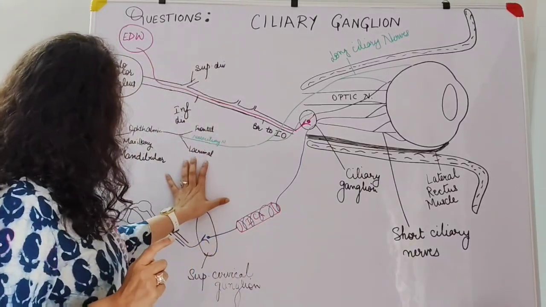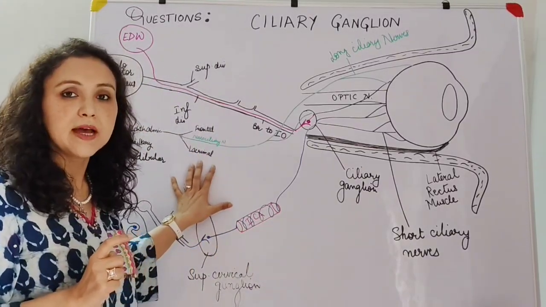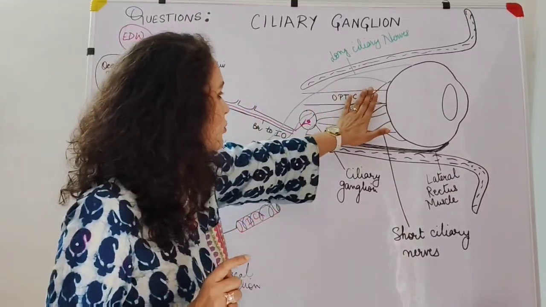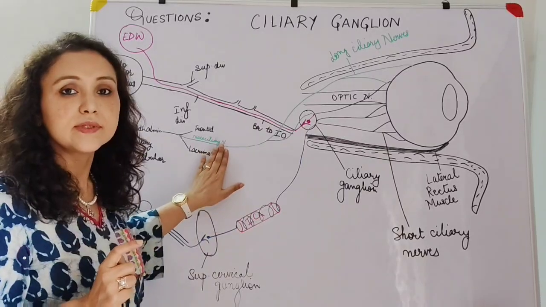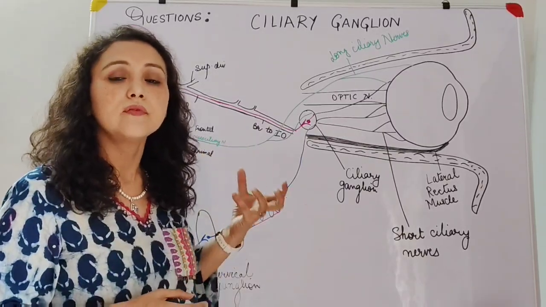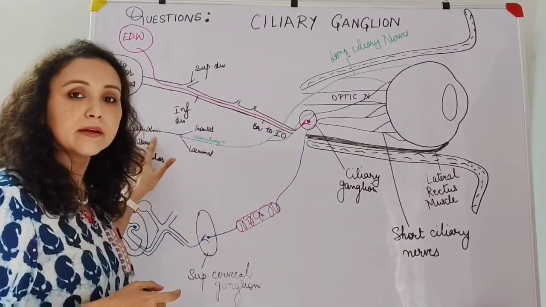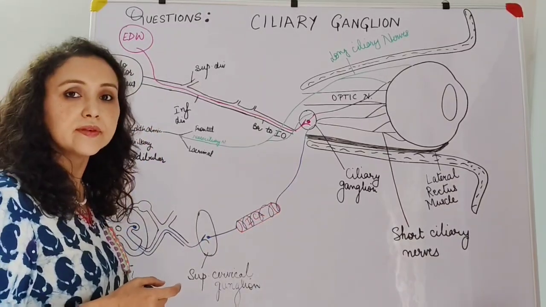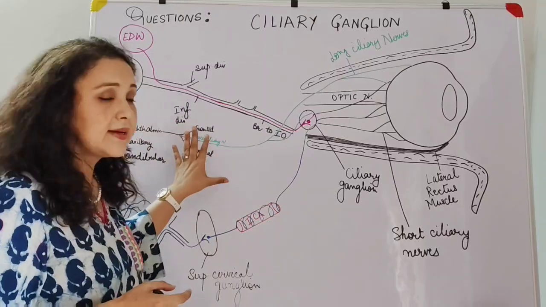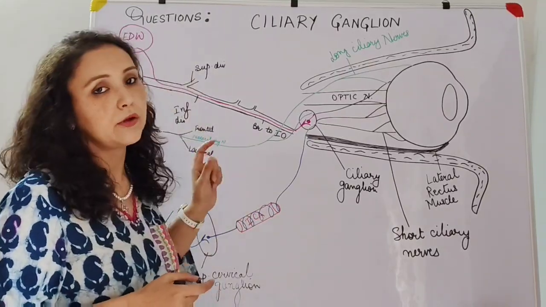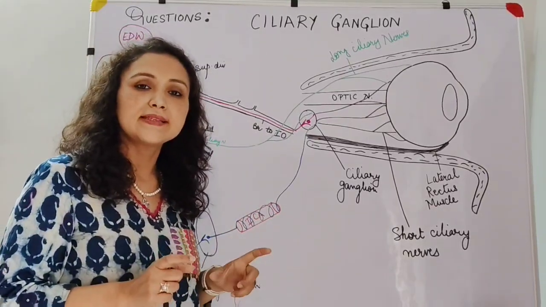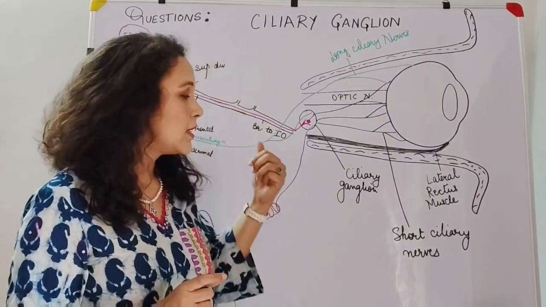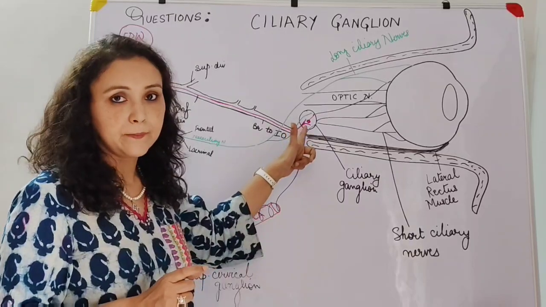Okay, now the next thing, that is the sensory. How will the questions be asked? So the sensory route is formed by the nasociliary nerve. Nasociliary nerve is a branch of ophthalmic nerve. Ophthalmic nerve is a branch of trigeminal nerve, which is the fifth cranial nerve. What is the relay station for the sensory pathway? I already told you, the relay station for all the sensory pathways is the thalamus. So it also does not relay here.